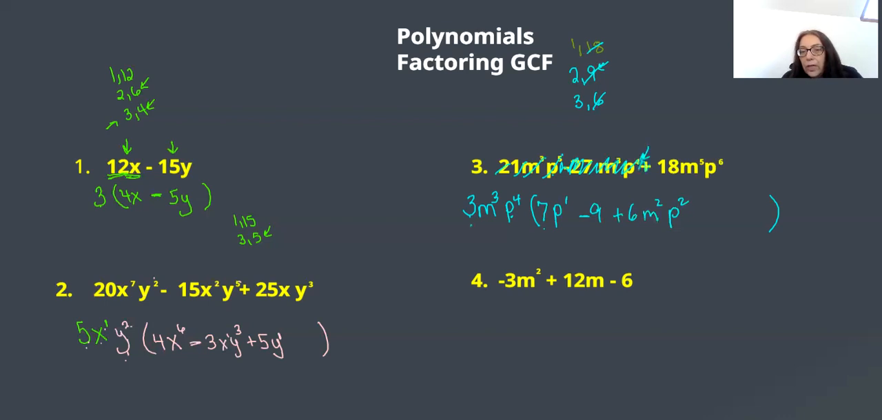3 times 6 is 18. I got m to the 3rd. I need 2 more to get m to the 5th. I got p to the 4th. I need 2 more to get p to the 6th. So we're good there. Yay, we did it. Woohoo! All right, one more. I want to bring this parenthesis back over though too. So let's put it a little closer. All right, let's take a look at the last one.